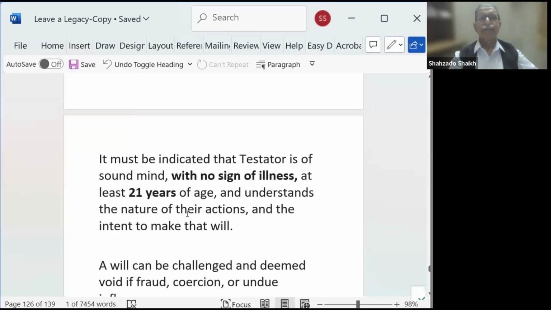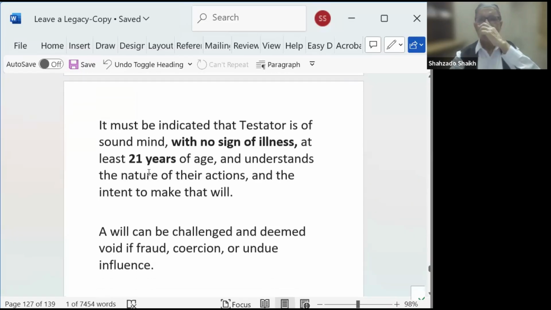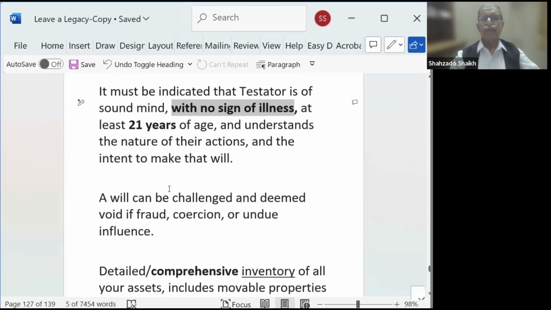It must be indicated that the testator is of sound mind with no sign of illness. This is extremely important. One is not in the state of Hazar al-Maut, that is, not in the state of death. He or she is at least 21 years of age and understands the nature of the actions, and has the intent to make that will, that I intend to make this will.